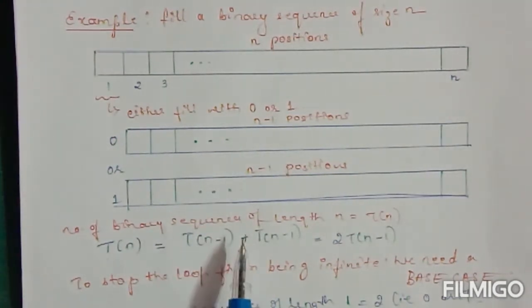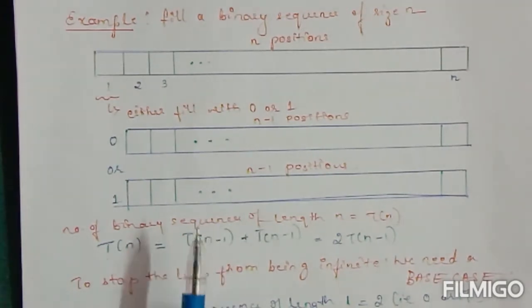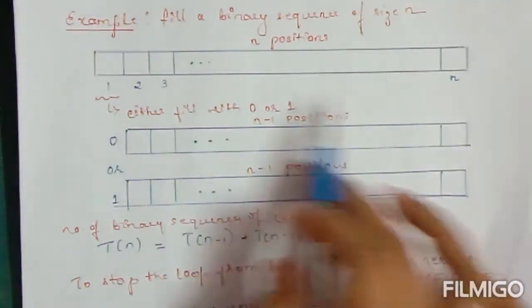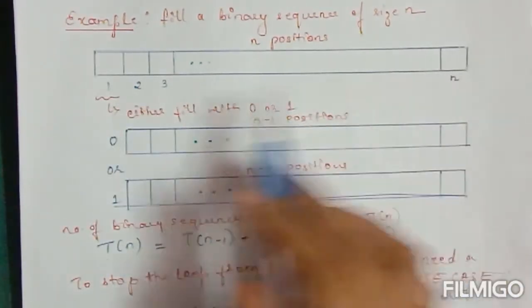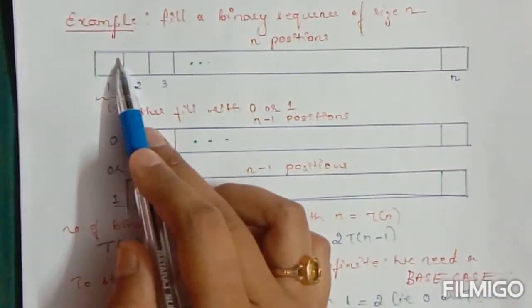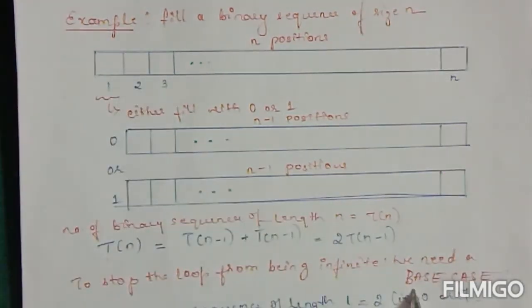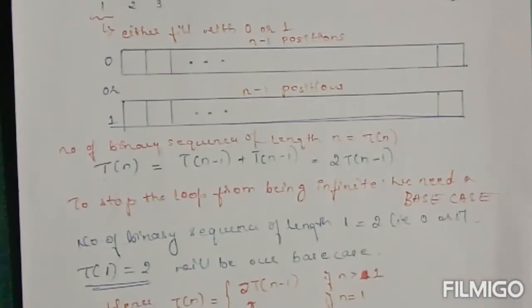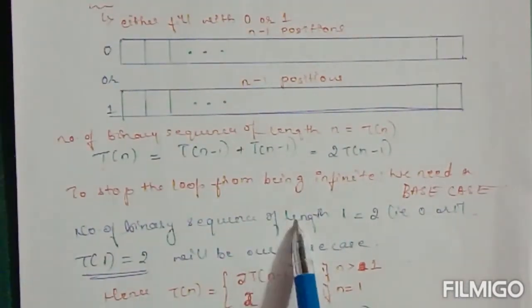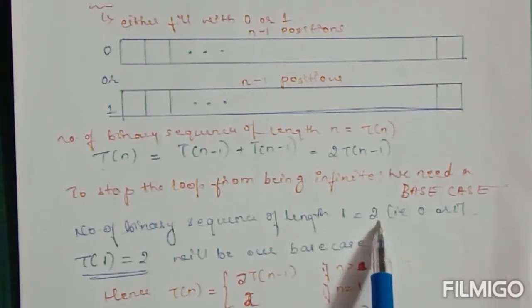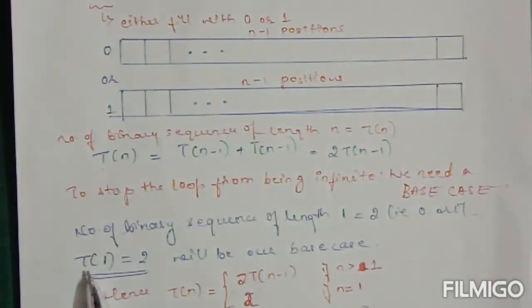When will you stop this loop? So to stop such a recurrence loop, you will need to know at least the answer to the smallest possible value. So what is the answer to the smallest possible value? If our size was 1, we only had one position, then we know that we can either fill it with 0 or 1. So that will become our base case. So the number of binary sequences of length 1 is 2. That is, we fill it with either 0 or 1. So this will become the base case. So I can tell T of 1 will be equal to 2.